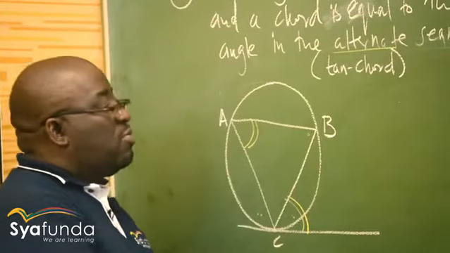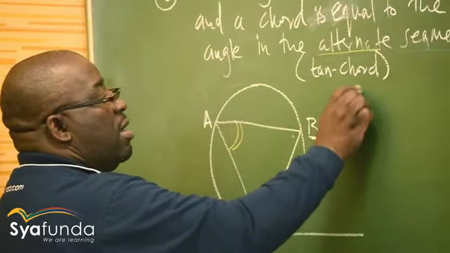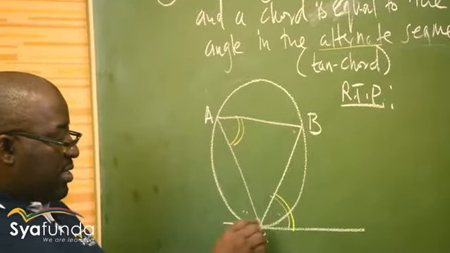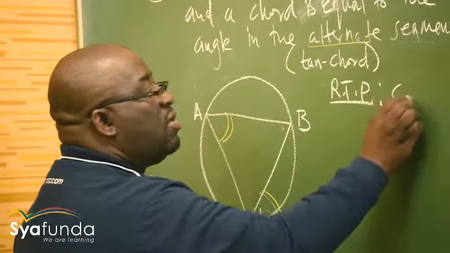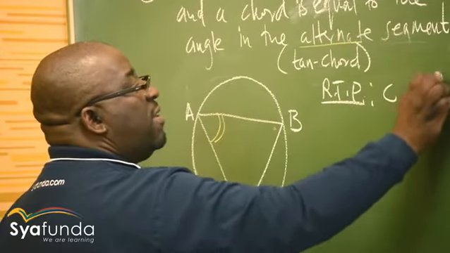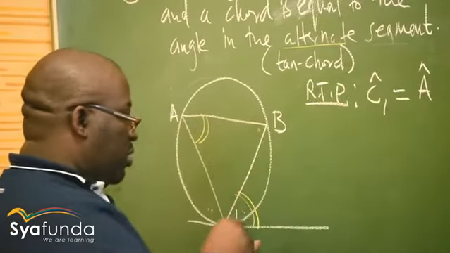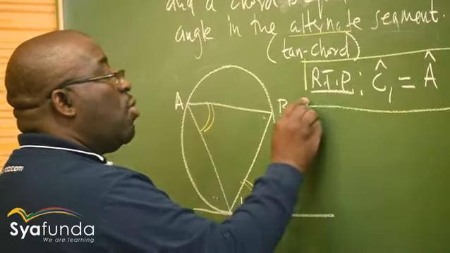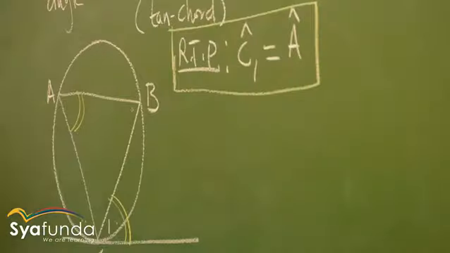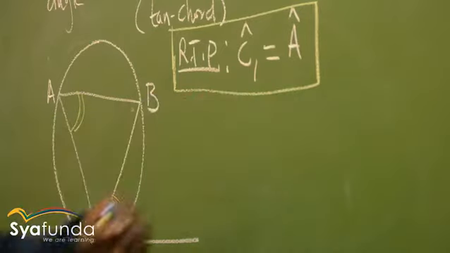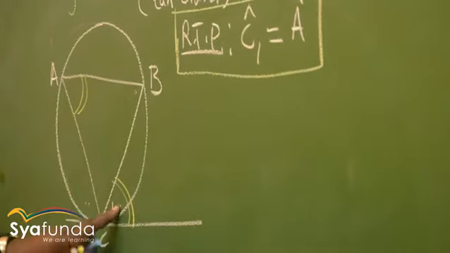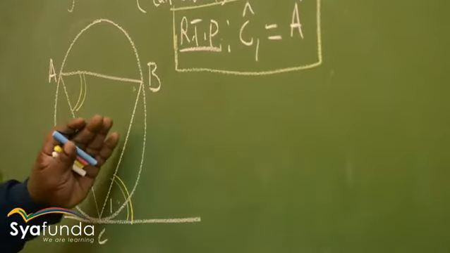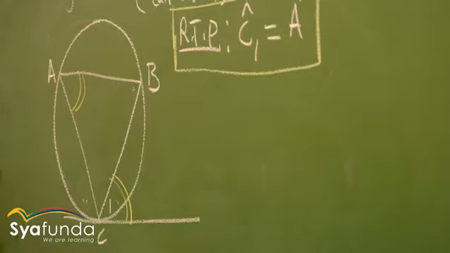Number one, what is it that we want to prove? RTP. We want to prove that angle, let's call this C1, angle C1 is equal to angle A. This is what we want to prove. We want to prove that those two are the same. Whatever we're doing, we want to come into this situation where we will say angle C1 is equal to A. Where is C1? It is between the tangent and the chord. The other one is on the other segment, the alternate segment.